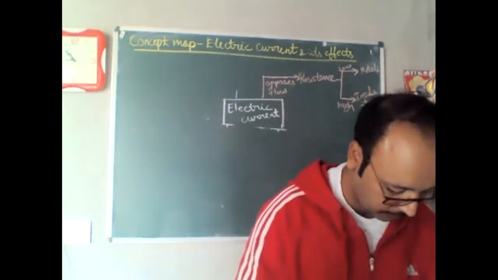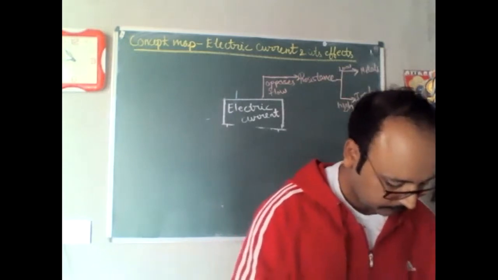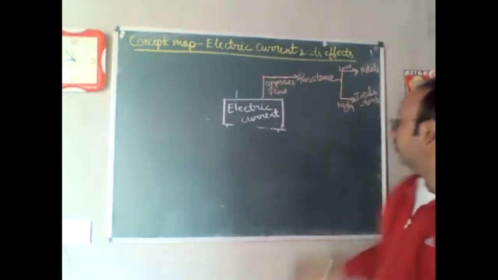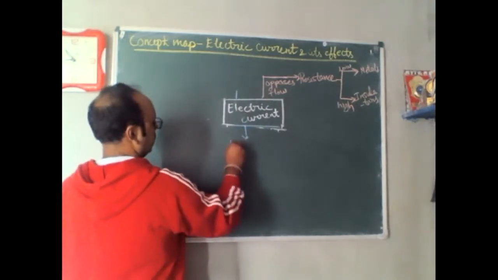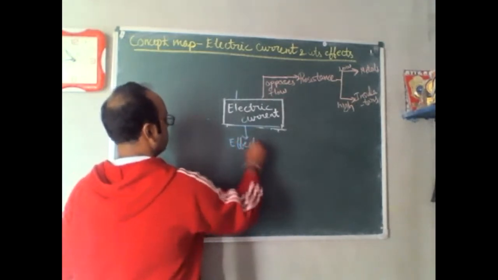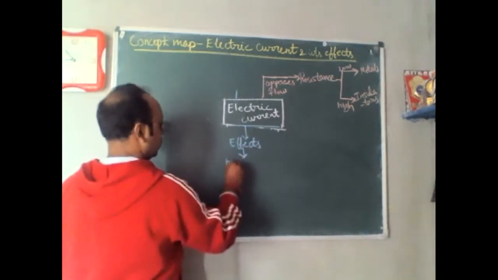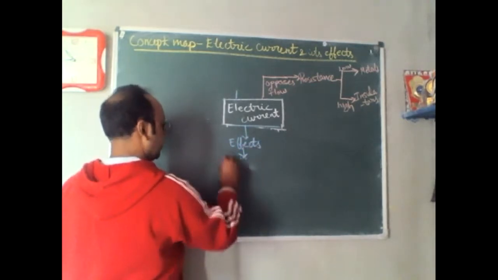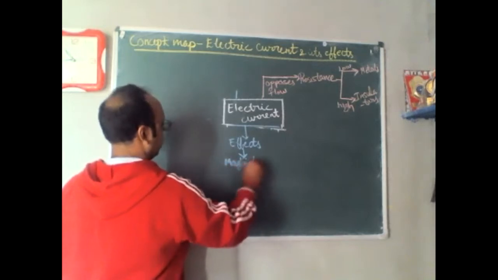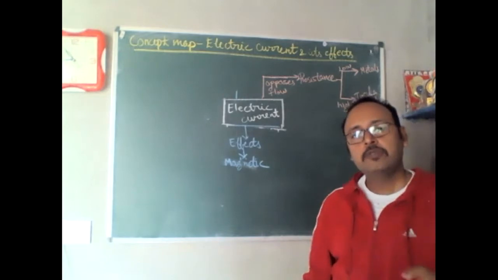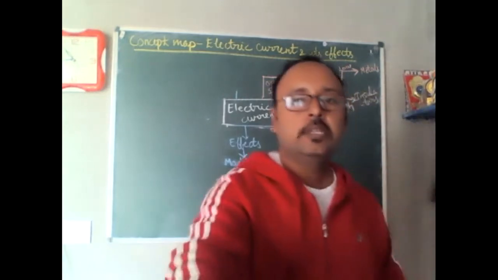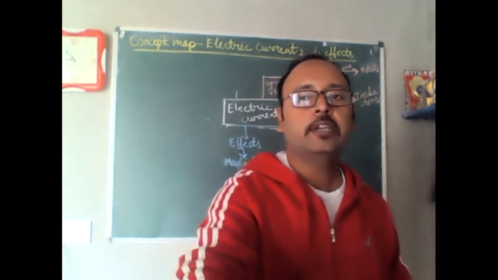Now next is heating effect and magnetic effects. So first of all, we are discussing magnetic. Let's discuss magnetic effect. As from its name, it's very clear, magnetic effect of current means whenever the current flows through a conductor, then it behaves like a magnet. That is magnetic effect of electric current.